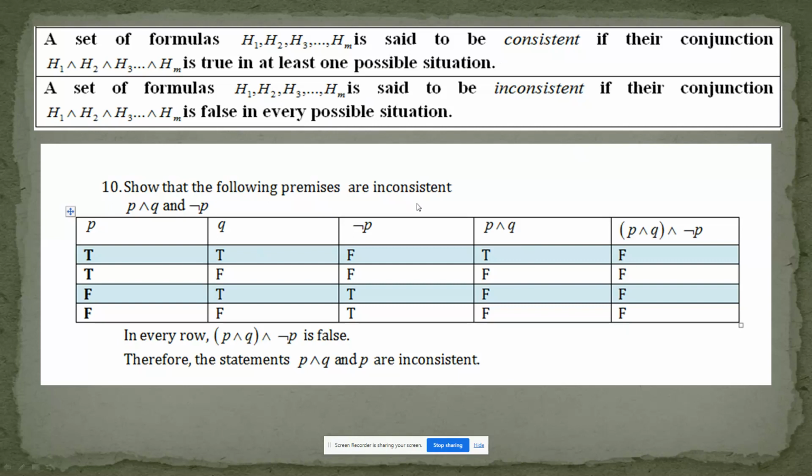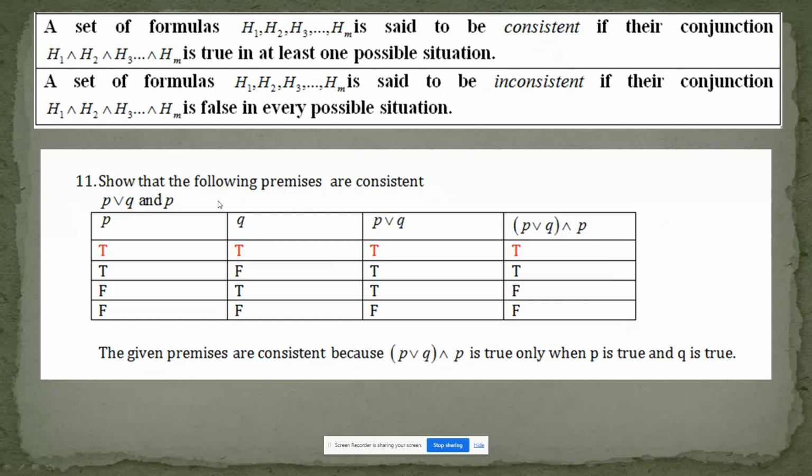To show inconsistent, we have to construct the truth table. After constructing the truth table, you have to take the conjunction of the premises. What are the premises? P and Q, negation P. Now you take their conjunction, P and Q and negation P. Its conjunction is false in all the situations, so it is inconsistent. If their conjunction is false in all situations, it is inconsistent.